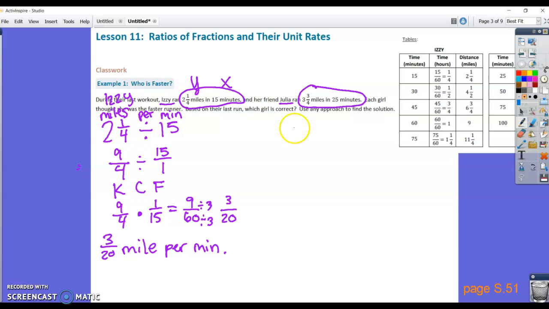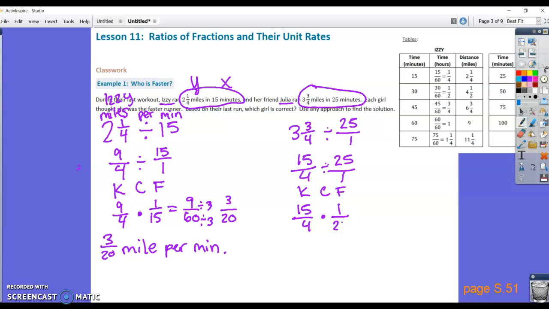And so for Julia, we would do the same thing. 3 3/4 divided by 25 minutes. Okay, we're going to change it. 3 times 4 is 12, plus 3 is 15/4 divided by 25 over 1. Keep, change, and flip. And it's always a good idea to show all of those steps.